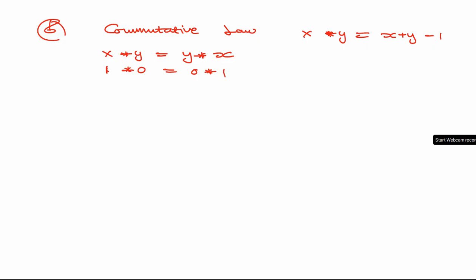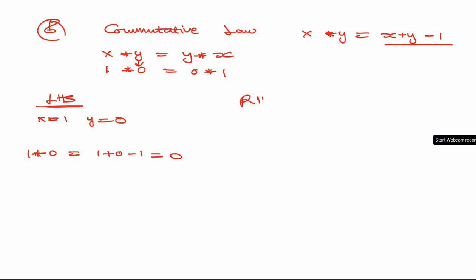Okay, so with our left hand side, we have x to be 1 and y to be 0. So we replace in this expression. Our 1 star 0 is going to have 1 plus 0 minus 1, which is actually 0. Let's go to our right hand side. On our right hand side, we have our y to be 0.